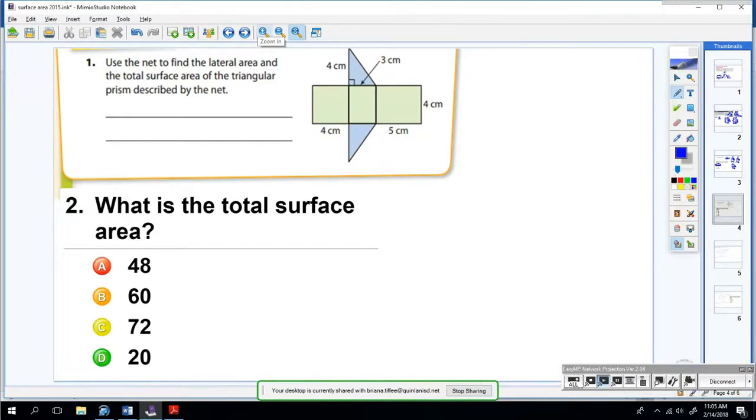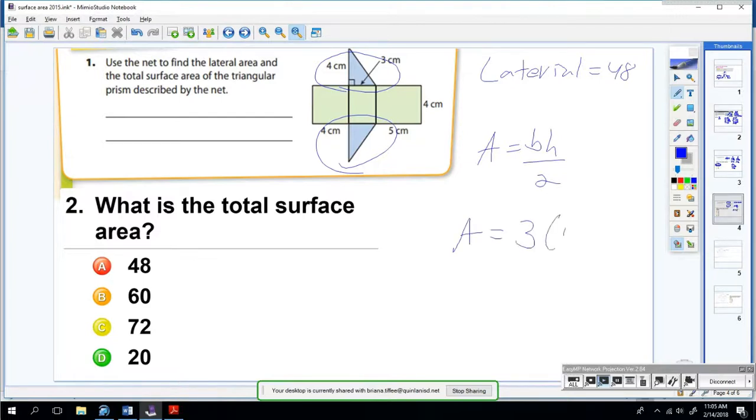Going on to find the total surface area. So my lateral, which I'm going to write up here real quick, is 48. To find my area of my base, I need to find the area of these two triangles. So area of a triangle is base times height, divide by 2. So the base is 3 and the height's 4. 3 times 4 is 12. Divide by 2 is 6. So the area of one base is 6, and the area of the other base is 6.